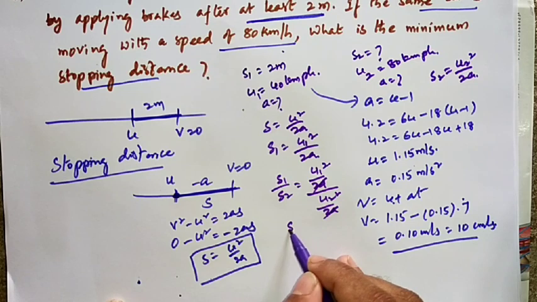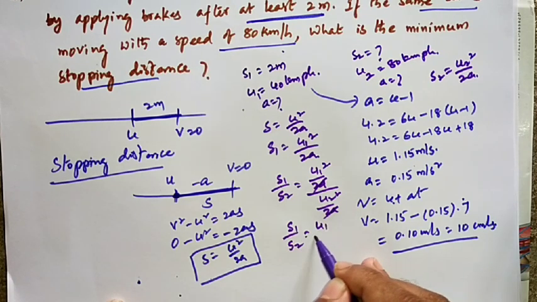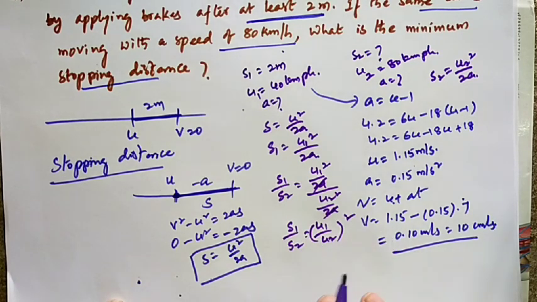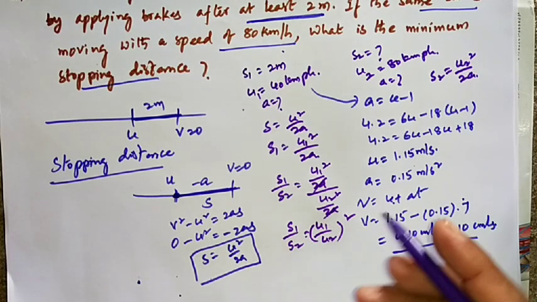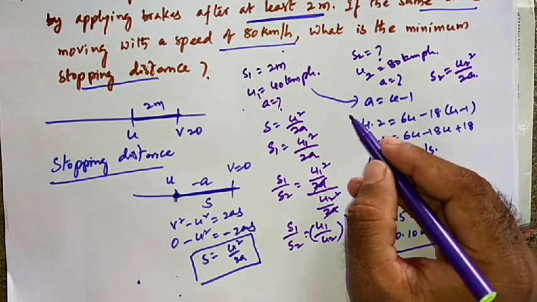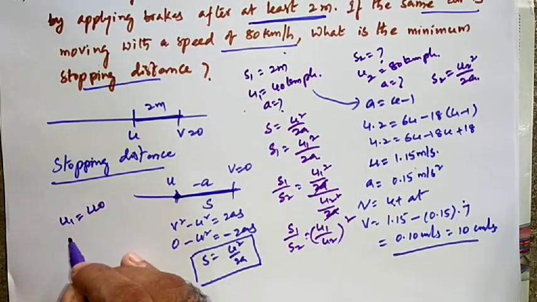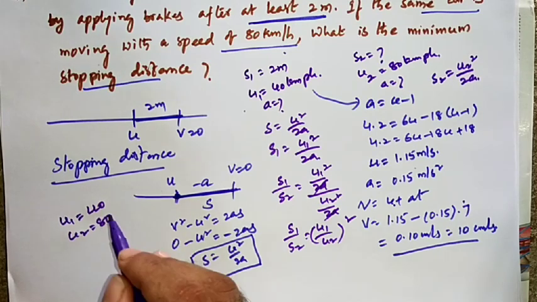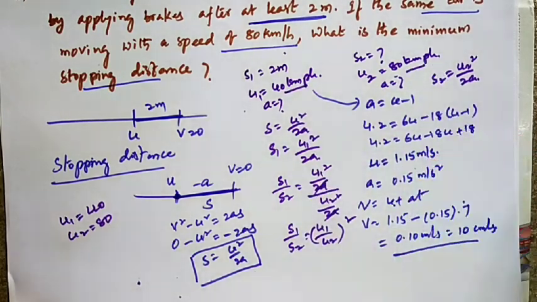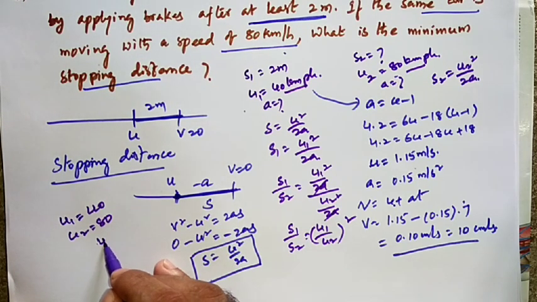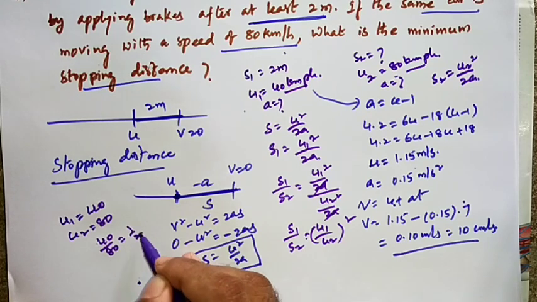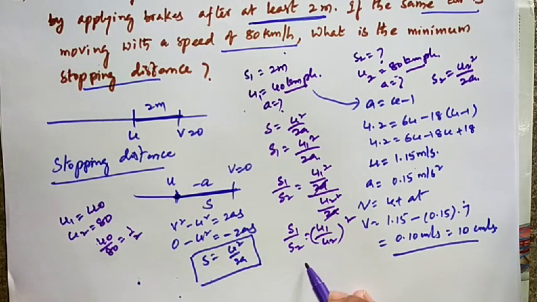Then the ratio of their stopping distances is what? U1 by U2 whole square. Very simple. Now U1 by U2, how much? Already it is given. U1 is 40, U2 is 80. Here you need not convert because both are in kilometers per hour. We are calculating a ratio. That's why U1 by U2 means 40 by 80, that is 1 by 2. Then S1 by S2 is equal to 1 by 4, because 1 by 2 whole square.